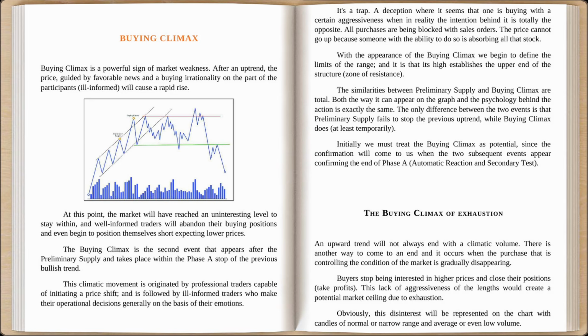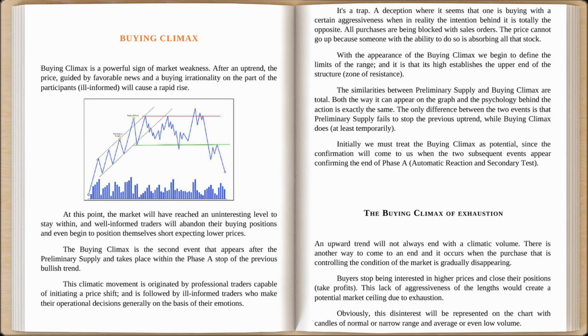The buying climax is the second event that appears after the preliminary supply and takes place within phase A, the stop of the previous bullish trend. This climatic movement is originated by professional traders capable of initiating a price shift, and is followed by ill-informed traders who make their operational decisions generally on the basis of their emotions. It's a trap, a deception where it seems that one is buying with a certain aggressiveness, when in reality the intention behind it is totally the opposite.